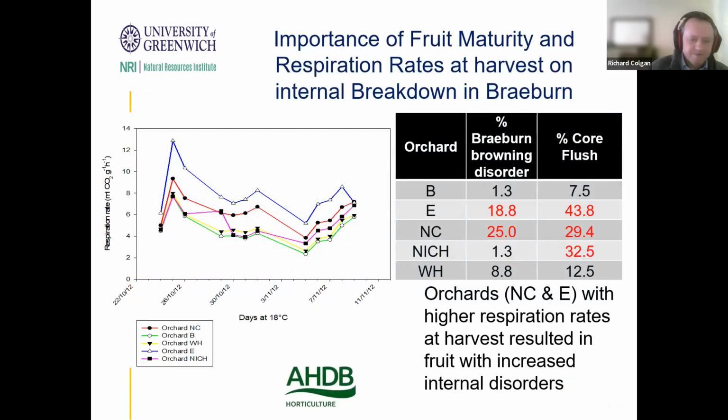Again, this is some work where we looked at respiration in more detail over a longer course at harvest time. So this is Braeburn from 5 orchards in this case, where we monitored respiration rate over a course of about 2 or 3 weeks after harvest. And what we saw was the orchards that sustained higher respiration rates over that period of time were the orchards where the fruit ended up generating particularly more core flush. It's not totally prescriptive, but we did get some core flush in other orchards that had lower respiration rates, but certainly it does tell you that fruit maturity at harvest can have a huge impact on the potential for internal browning.